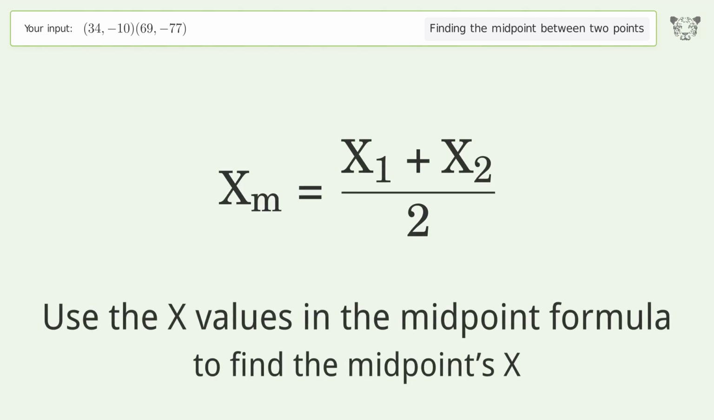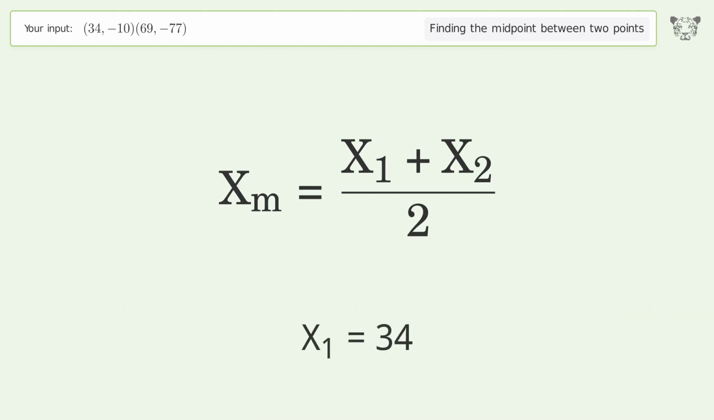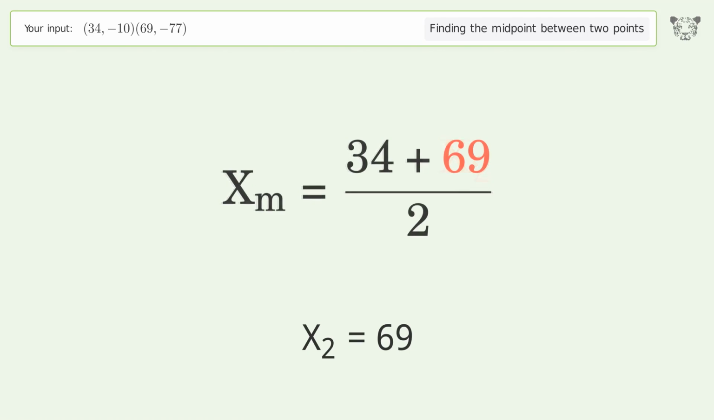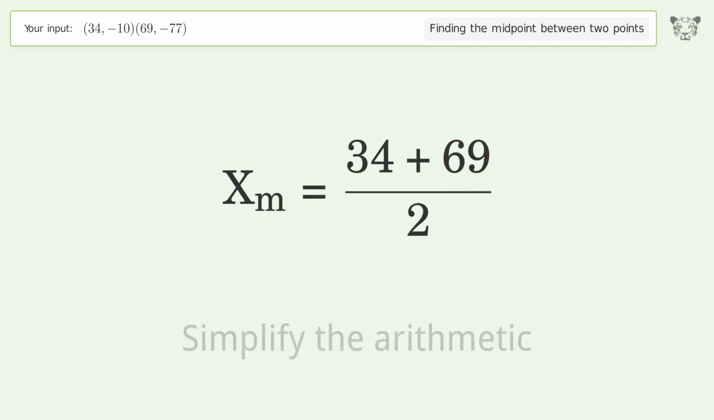Use the x values in the midpoint formula to find the midpoint's x. x1 equals 34. x2 equals 69. Simplify the arithmetic.